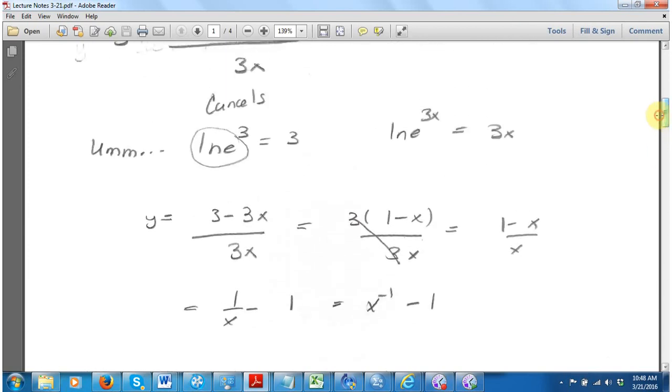So take the derivative of this using power rule. What do you get? Negative 1, x to the minus 2. And you're done. Then the second part is 0. Derivative of negative 1 is 0.